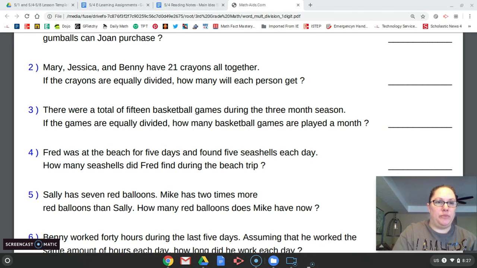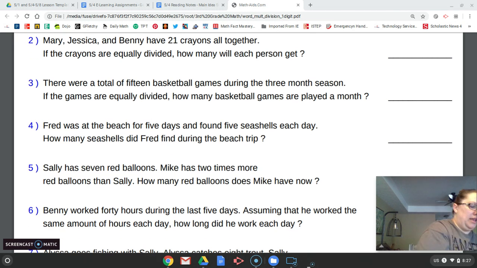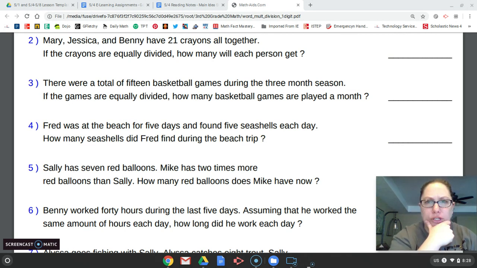We're going to go ahead and do number 3 this time. And again, remember, when we're looking for a division word problem, it's going to start with a total and then give us a clue that we're splitting things up. So number 3 says there were a total of 15 basketball games during the 3-month season. Can you think what the clue word was there? It said total, right? So we know we're starting with the total because it says so. There were a total of 15 basketball games.